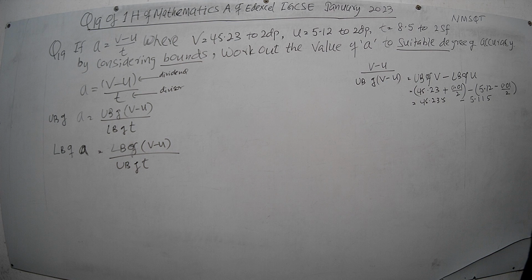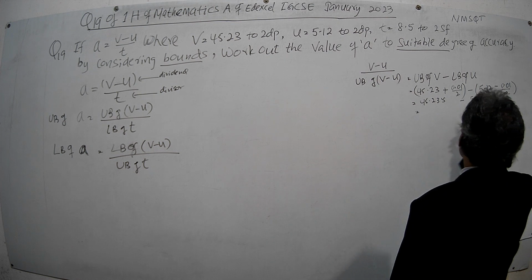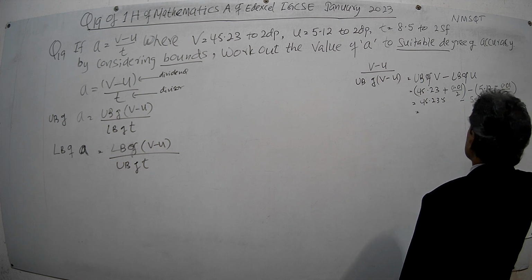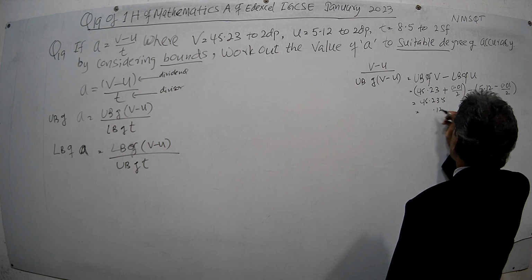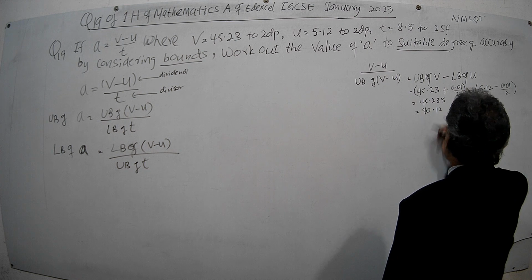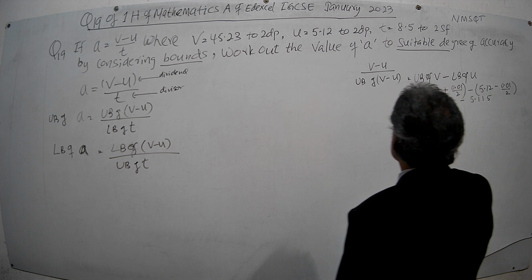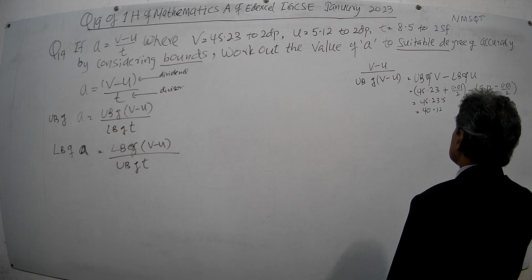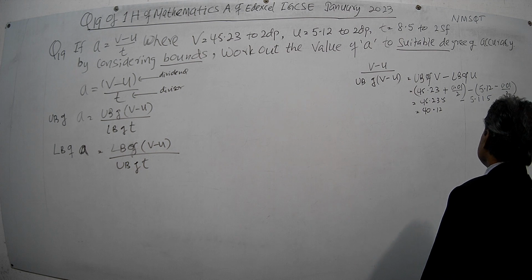Okay, 5.115. Then you deduct those two. Then you are getting how much? You deduct 5 from 5, 0. You deduct 1 from 3, you get 2. You get 4 here. Then this is 40.12. That is how much? 40.12. 40.12 is the upper bound of v minus u. Okay. Right.